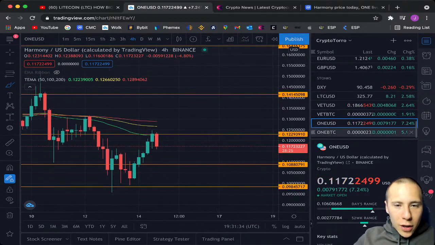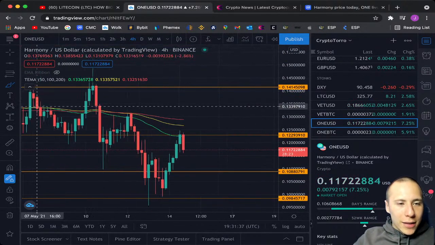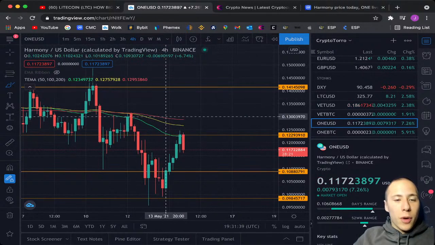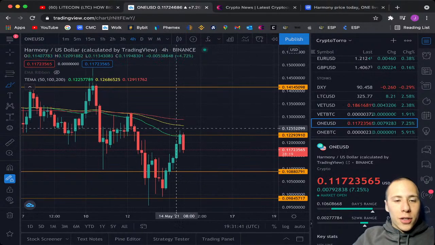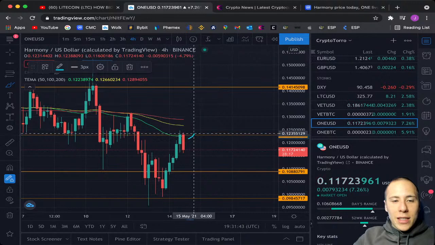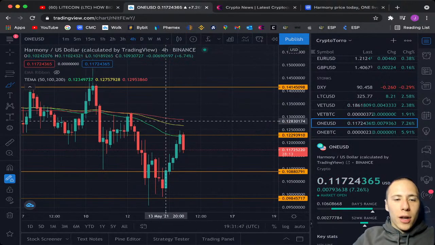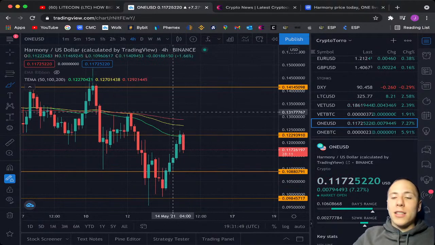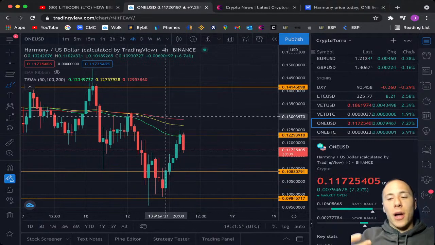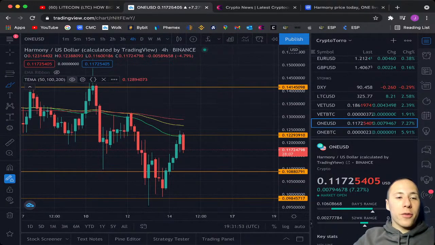So that's what we're currently looking at, and I think it's very important as well on the longer term, if Harmony breaks above this level of resistance at $12, that it will find support above the 100-day moving average and eventually above the 200-day moving average.